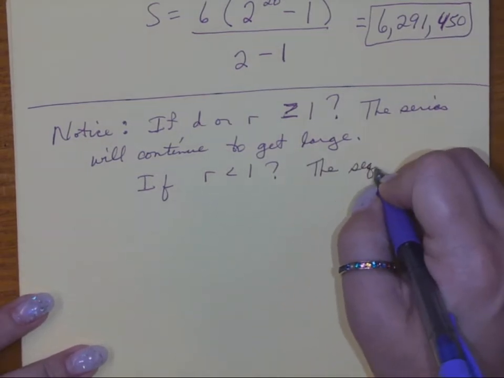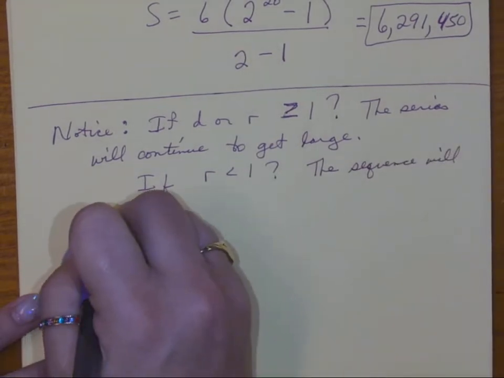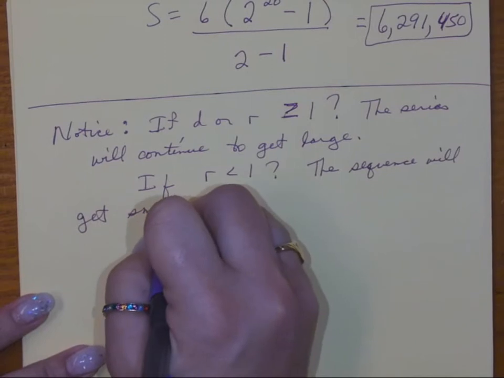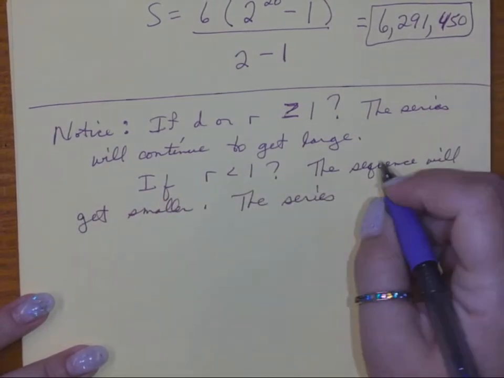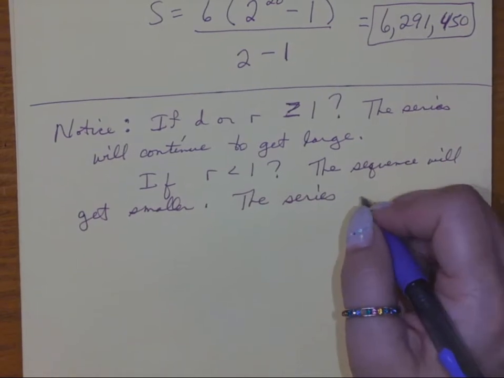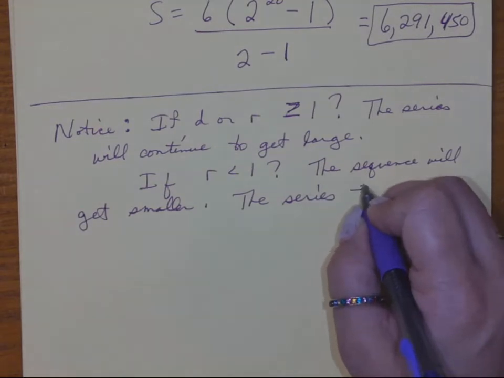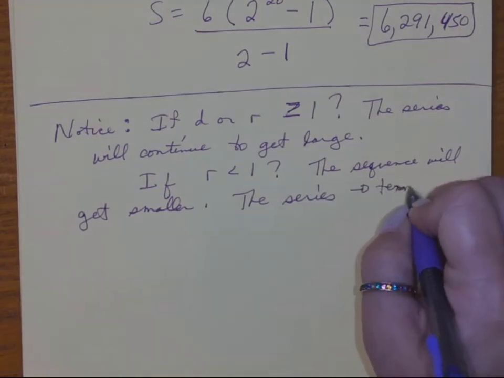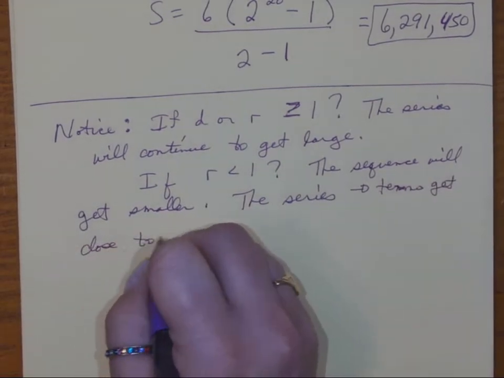So the sequence will get smaller and smaller. Okay. The series, what will happen is we talk about all of my terms will get really close to 0. Terms get close to 0. So let me give you that example.